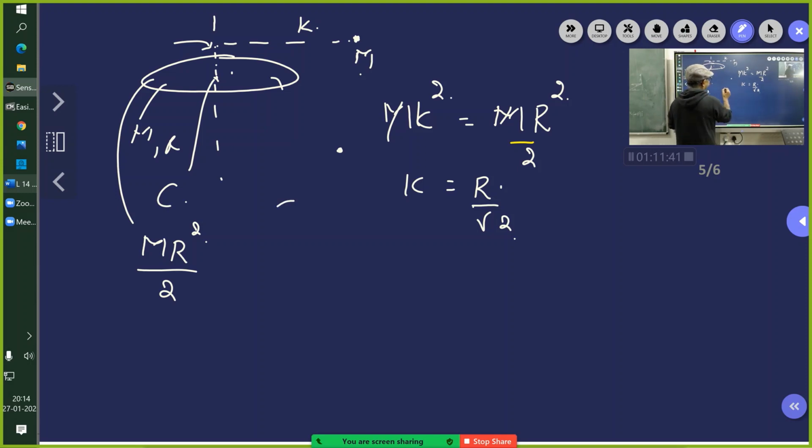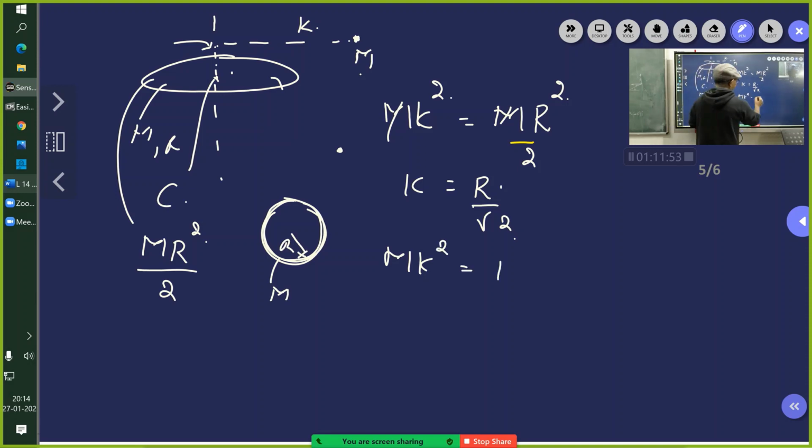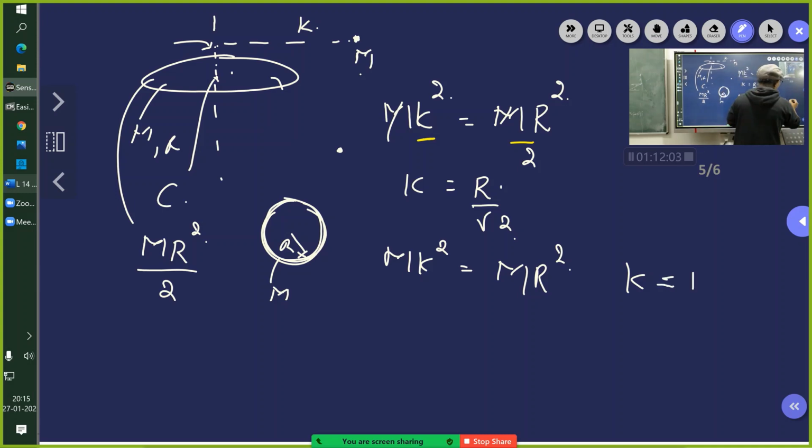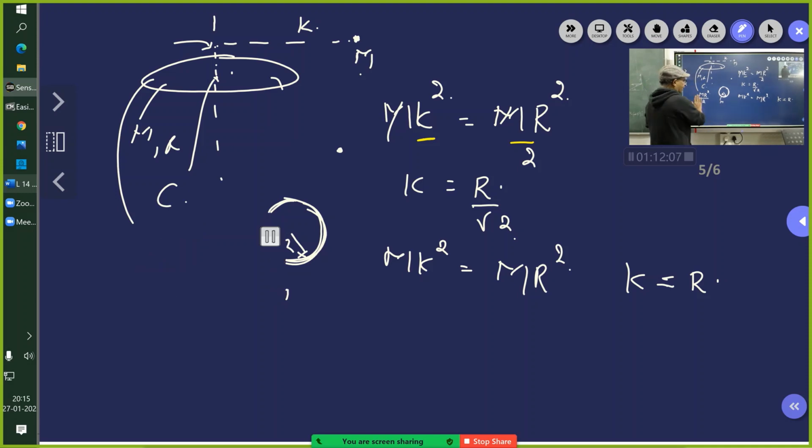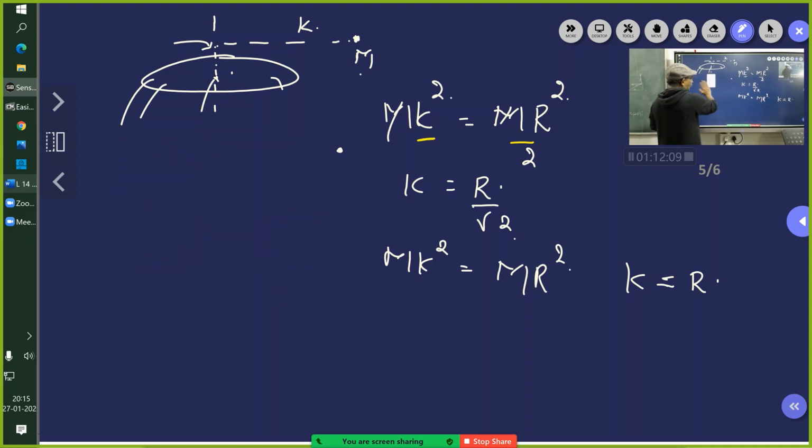Now the same thing if I take a hoop or ring of mass m and radius R, the moment of inertia will be MR square. And in this case, the radius of gyration K will simply be equal to R. You will see the use of this.